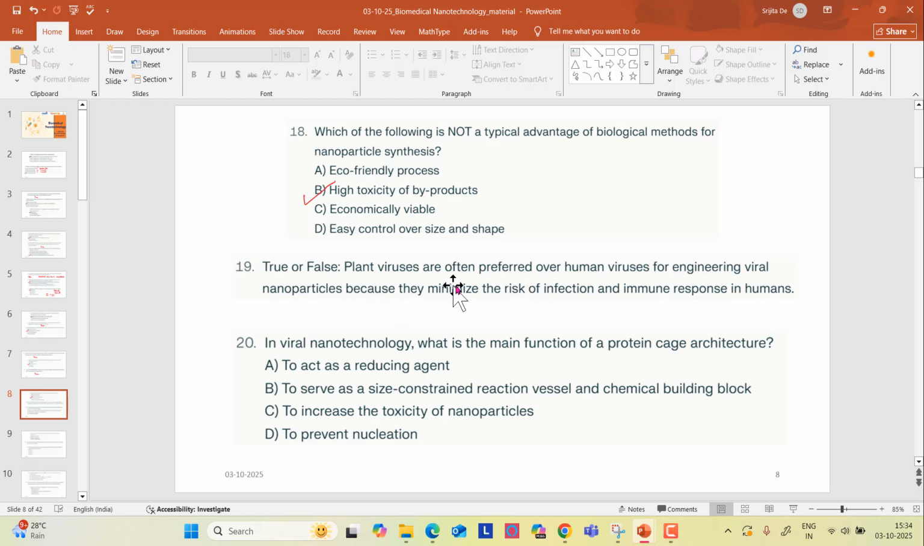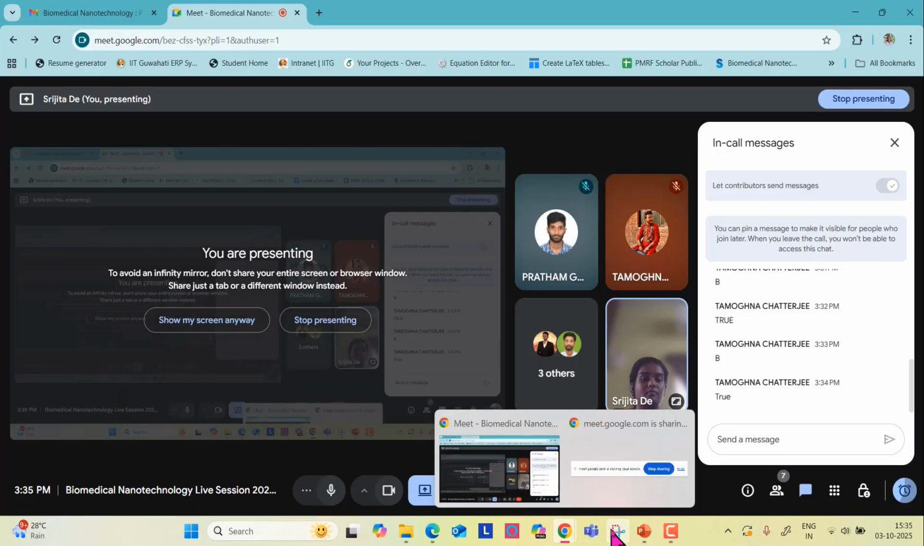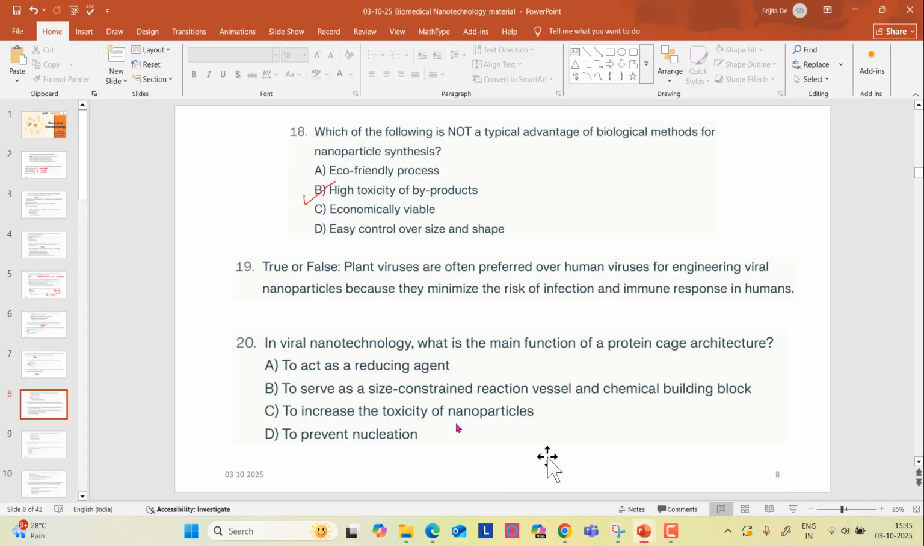Next is, plant viruses are often preferred over human viruses for engineering viral nanoparticles because they minimize the risk of infection and immune response in humans. Yes, it is true.